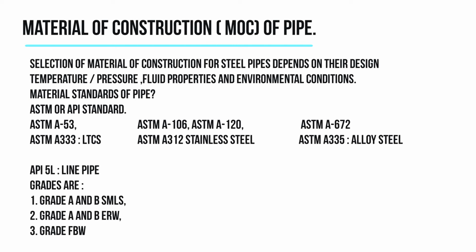These pipes required impact testing. ASTM A335 alloy steel, intended for elevated temperature service more than 415 degrees centigrade up to 600 degrees centigrade. API 5L pipes. In the oil and gas industry, the steel pipes used to convey oil and gas.